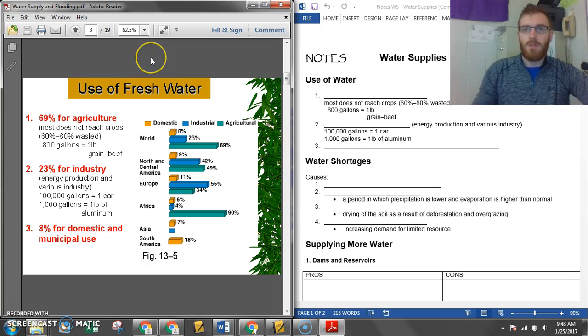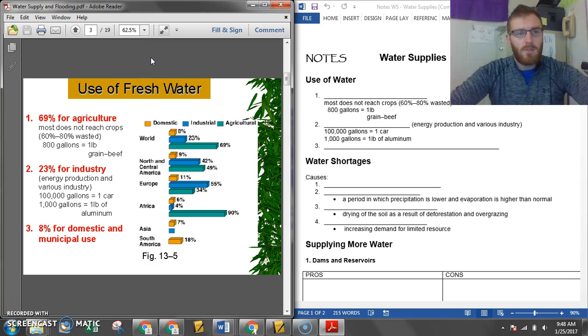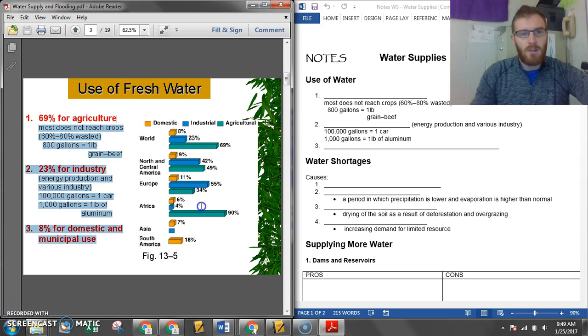So, how do we use our fresh water? 69% is for agriculture, and most does not reach the crops. Okay, it's used to feed livestock and water horses and cows and things like that. 23% is used for industry, and 8% for domestic and municipal use. Municipal just means by cities and townships. You can see here how several of the larger countries and continents stack up against the world.